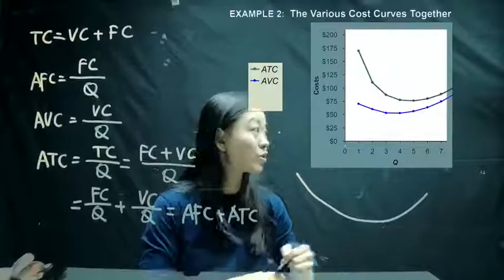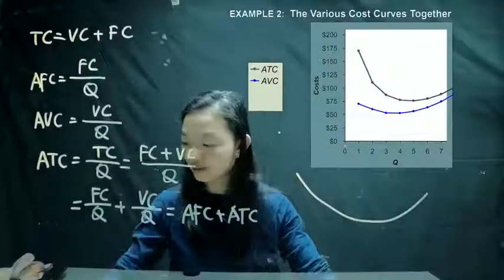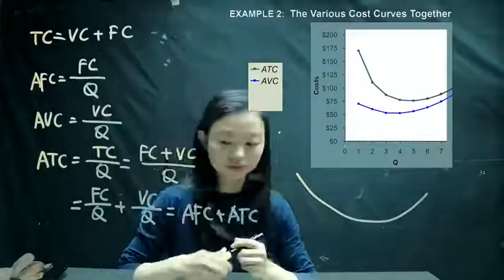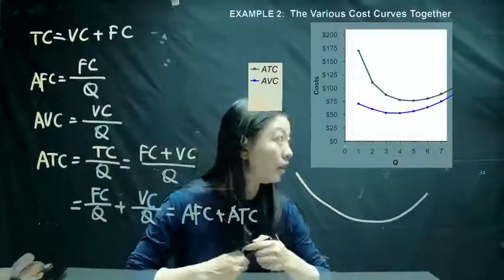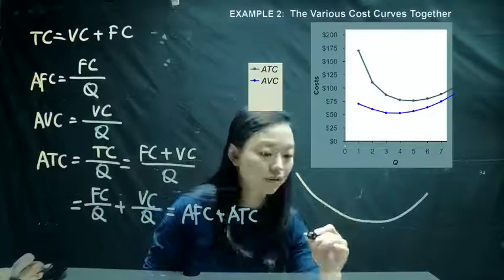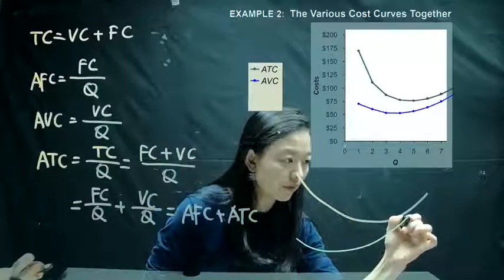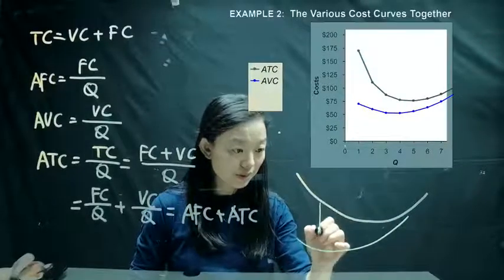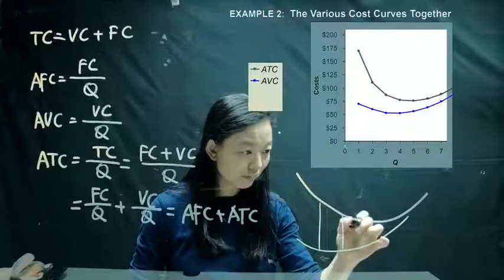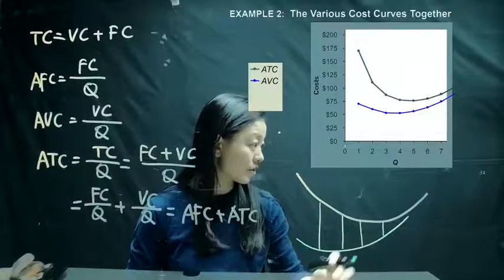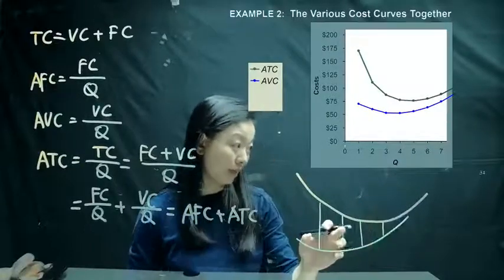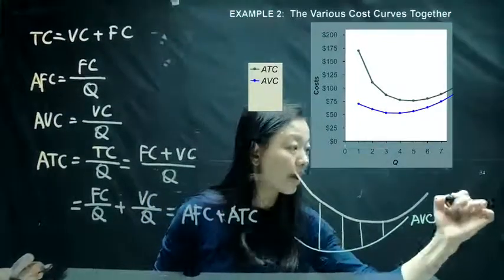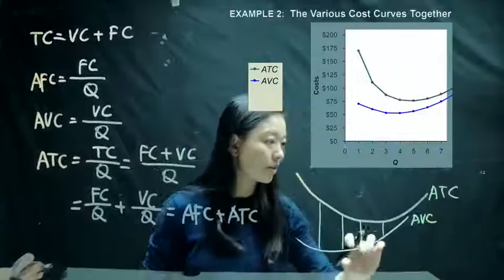If I assume this is the average total cost curve, and this could be the average variable cost curve, you can see the vertical distance between these two curves declines, becoming smaller and smaller. Why? This is the average variable cost curve, and this is the average total cost curve. What's the difference between these two?